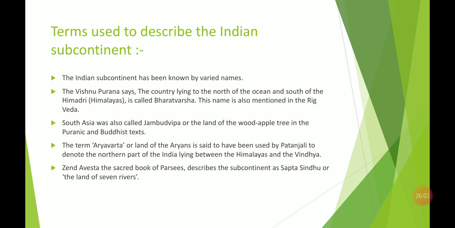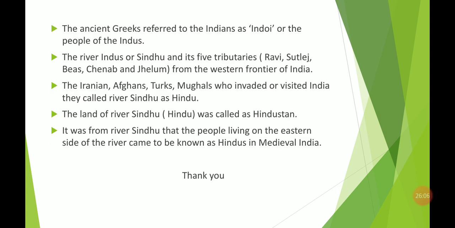Now, you have heard the name Hindustan. So how did this name come about? Let us see. The river Indus or Sindhu and its five tributaries, Ravi, Satluj, Beas, Chenab and Jhelum, these areas were known as the western frontier. The invaders or visitors who came from the western frontier, like Iranians, Afghans, Turks and Mughals, came to India and did not call it Sindhu, because in their language S becomes H. Because of that they called it Hindu instead of Sindhu. That is why they always pronounced the river name Sindhu as Hindu. The name Hindustan, or the land of the river Hindu, came from the term Hindu only.